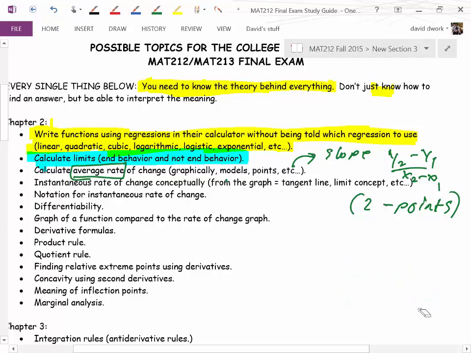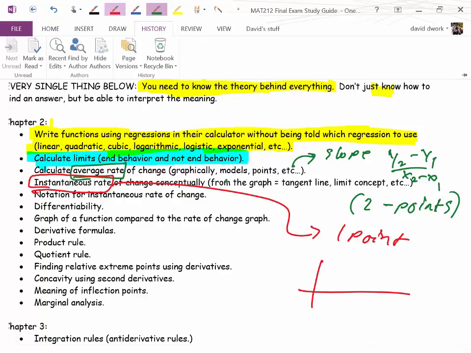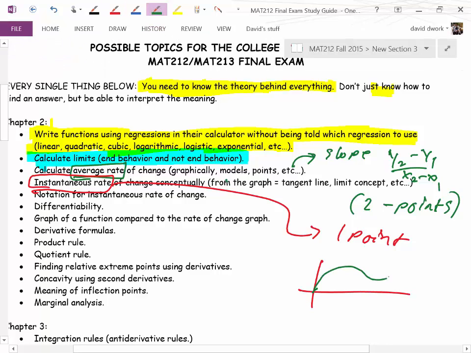How does that compare to the instantaneous rate of change? Well, instantaneous rate of change is 1 point. That is the slope of the tangent line. That's the idea of, if I'm looking at just this spot, the tangent line looks like that. So therefore, what's the slope of that line? Make sure you can talk about what that means.